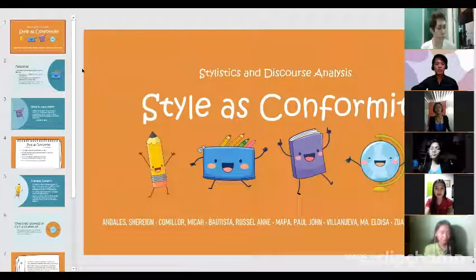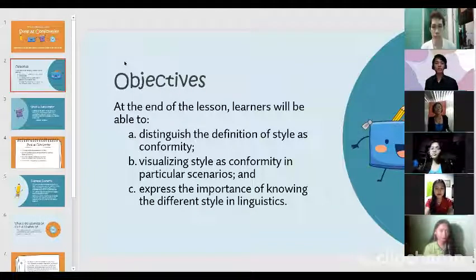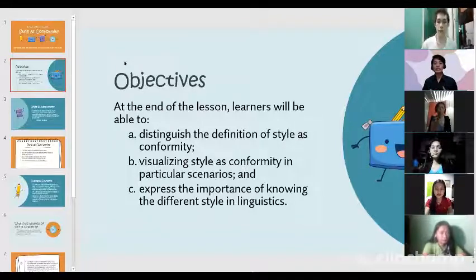Now, prior to our discussion, here are our learning objectives. At the end of these lessons, we will be able to distinguish the definition of style as conformity, visualize style as conformity in particular scenarios, and express the importance of knowing and understanding the different styles in linguistics. Now, I'll be calling on my co-member to further discuss our topic.